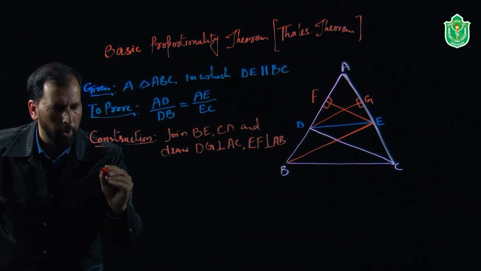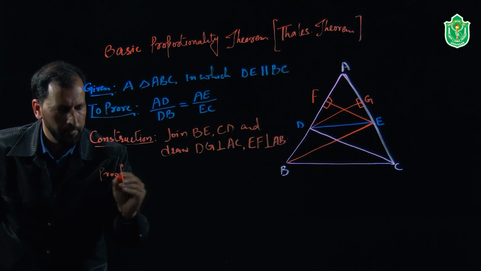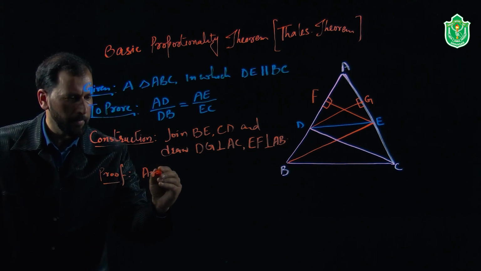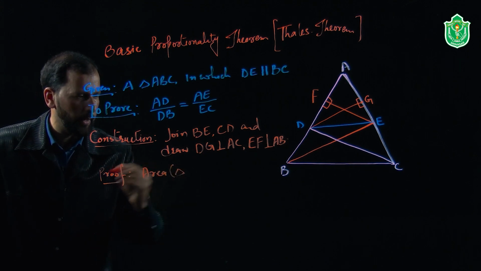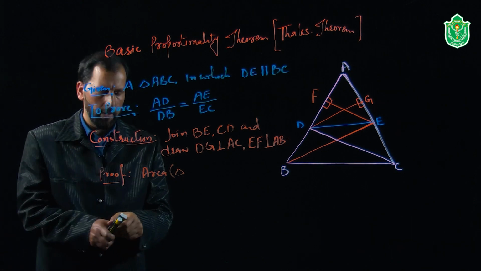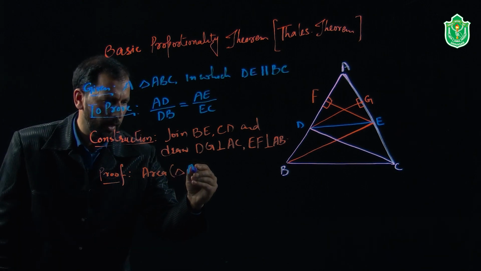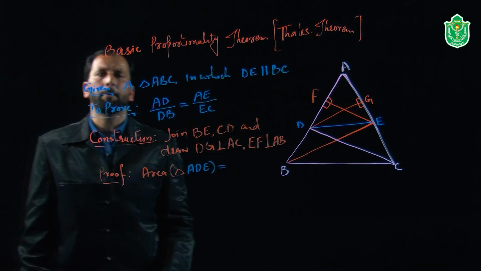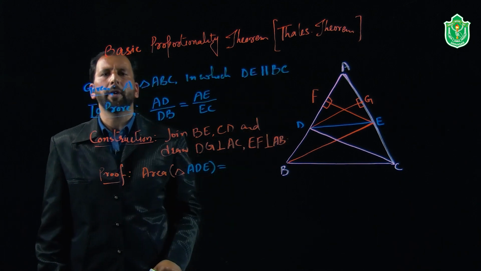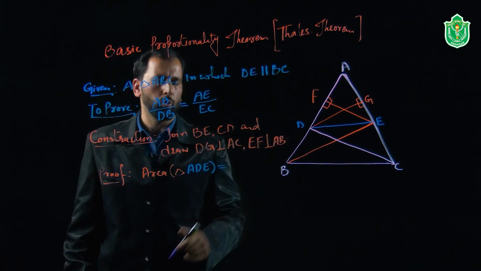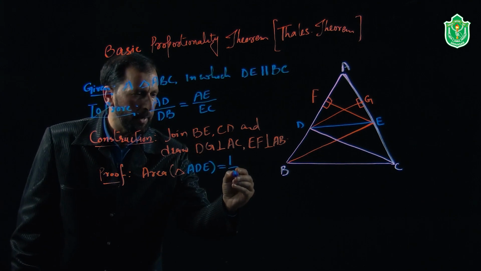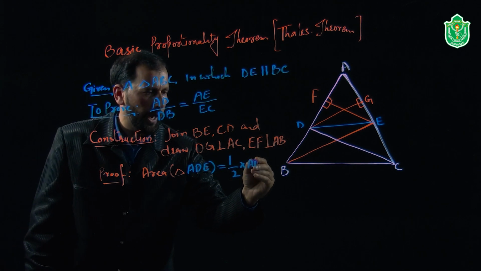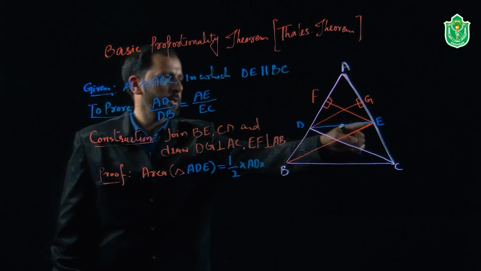So proof of this theorem. Area of triangle ADE is equal to, what will be the area of triangle ADE here? Yes, it is 1/2 of base into altitude. So it is 1/2 of base. Base is here the side AD, and altitude is here this EF.